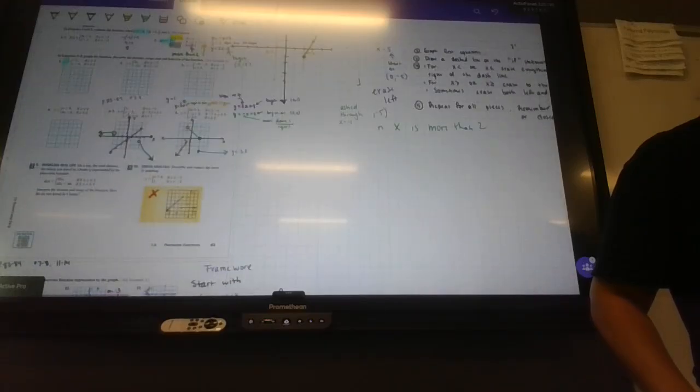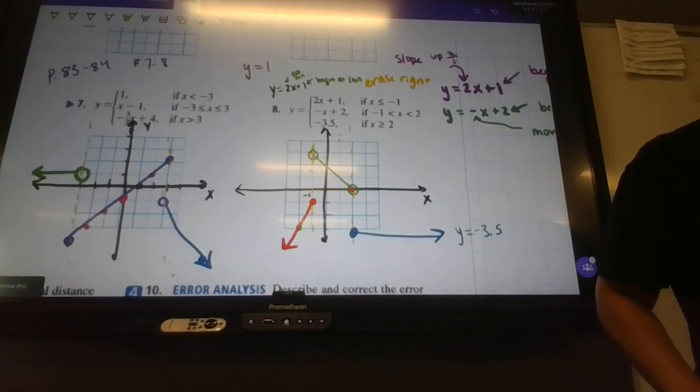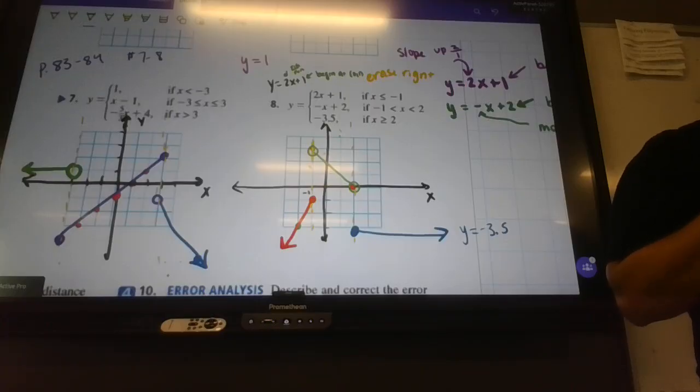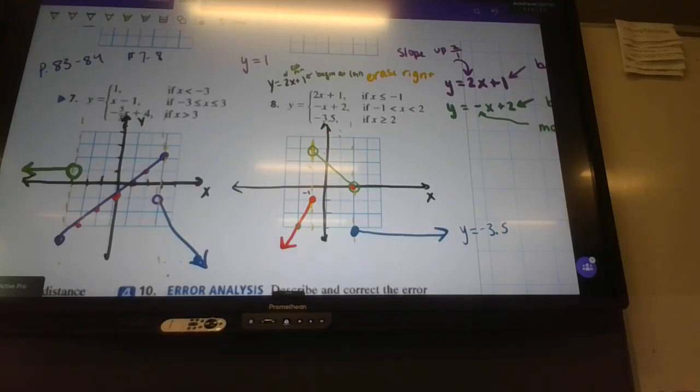Okay, let's see 7 and 8. Here they are. Did I go by twos? No. Did I go by twos? Nope, did not go by twos. Both of those were able to go by ones on there. Check your erasing.